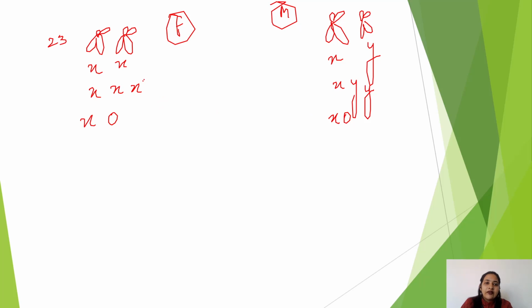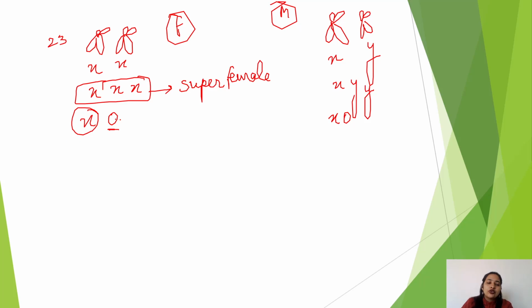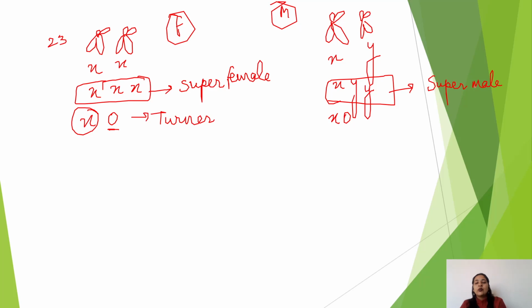In the last video, those who do not know, please watch the last video. So XXX is known as super female because female is double X, XX. When you have one more X, that means super female. When one X is absent and you are left with only one X chromosome, this is known as Turner syndrome, right? If you have XYY, that means super male, because instead of XY you have two Y's.